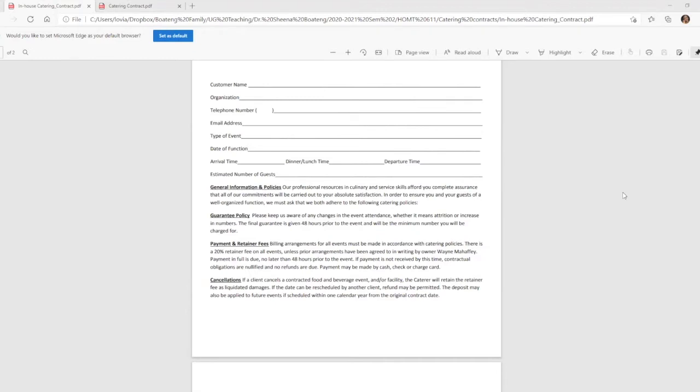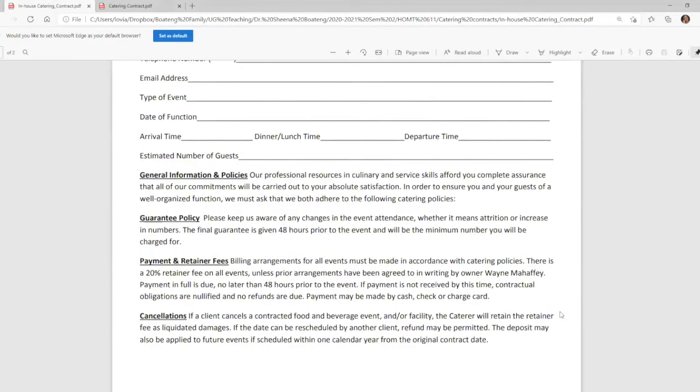Do you see that? So the two new words we learned have all been used here. Yes. Good. Then they also say that the final guarantee is given when? How many hours prior to the event? 48 hours. So that's 2 days to the event. Good. And it will be the minimum number you will be charged for. So it means that 48 hours to the event, the number of attendees that you guarantee is the minimum number you will be charged for.